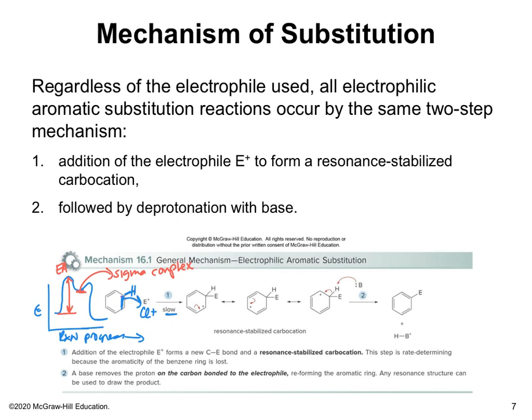So once you get a new bond formed with your electrophile, so in this case, your electrophile could be Cl, then you get a positive charge on this other carbon. This is the sigma complex. This is your intermediate. And they're showing you all the different resonance stabilized carbocations.